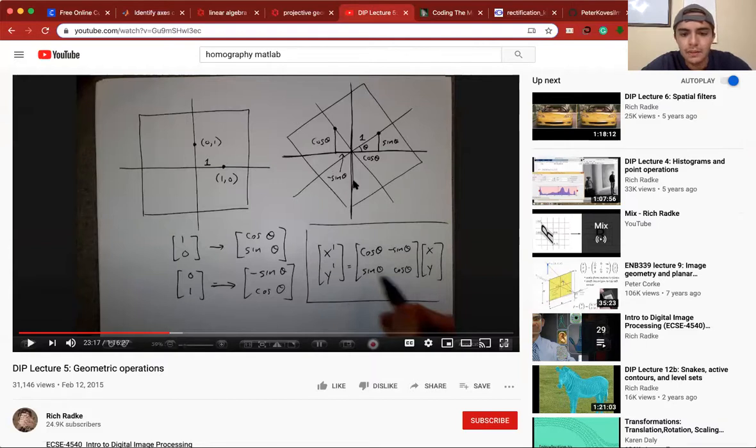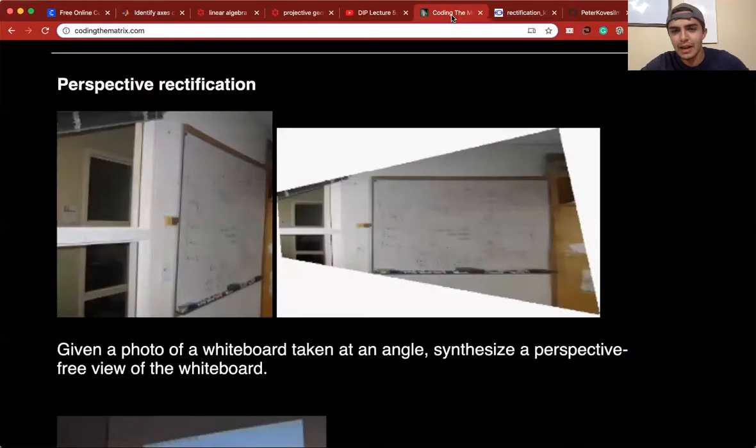And so then I started Googling how computer vision relates to linear algebra. And I came across this topic called perspective rectification. And you can see here they took a picture of a whiteboard that was at an angle, and then they made it look like it was flat.